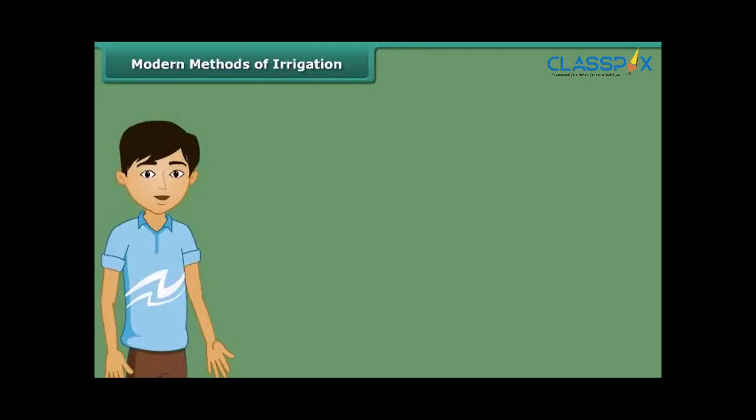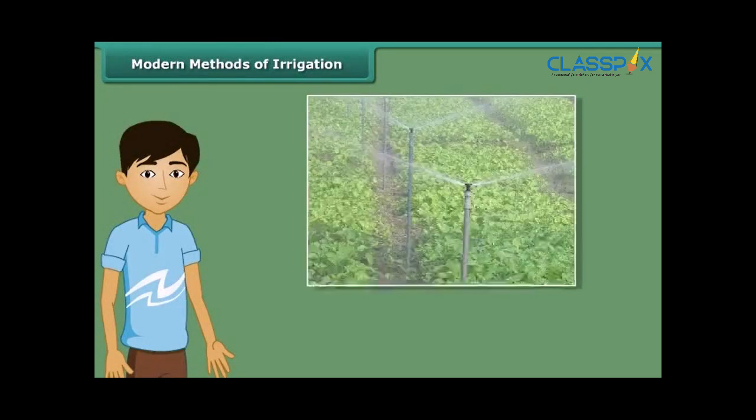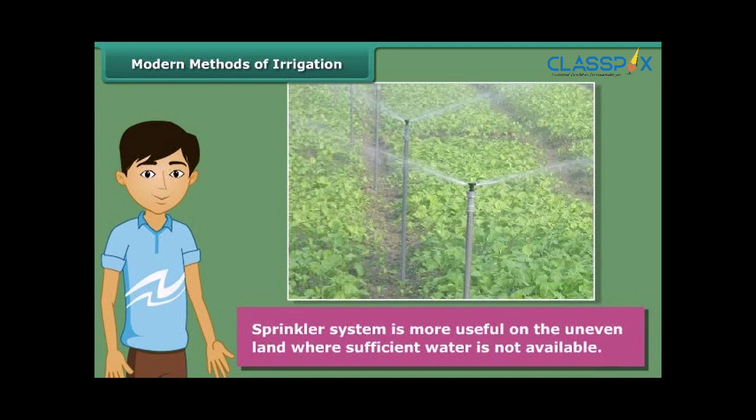Let us now know modern methods of irrigation. A sprinkler system. This system is most useful on uneven land where sufficient water is not available. In this system, perpendicular pipes, having rotating nozzles on top, are joined to the main pipeline at regular intervals. When water is allowed to flow through the main pipe under pressure with the help of a pump, it escapes from the rotating nozzles and gets sprinkled on the crop as if it is raining.